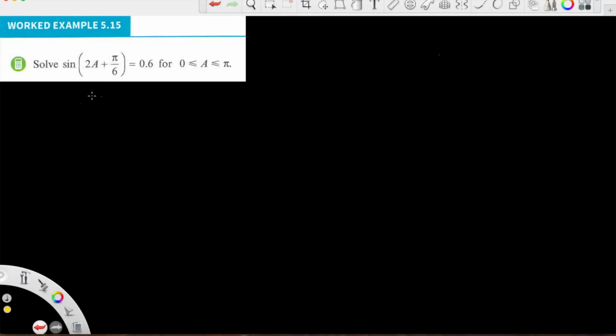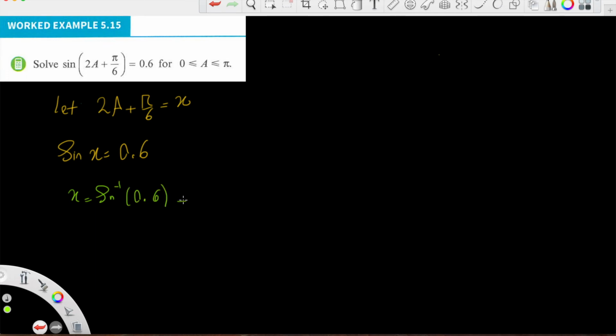Another example, solve sine of 2a plus pi over 6 is equal to 0.6 for a between 0 and pi. So let 2a plus pi over 6 be x, for example. So our equation turns to be sine of x is equal to 0.6. The first type of basic equations that we learned. So x is equal to sine inverse of 0.6.